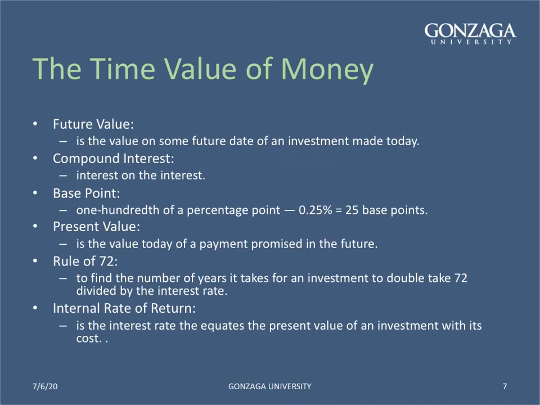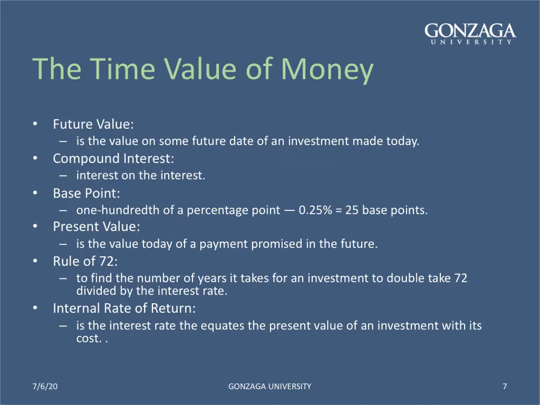So here's a whole bunch of terminology for you. Future value is if you make some investment today, what's the value of that investment at some point in the future? Compound interest: when you put money in the bank, you earn interest. If you keep that money in the bank for a longer period of time, the interest you've earned also starts accruing interest. So that's compound interest, interest earned on interest.